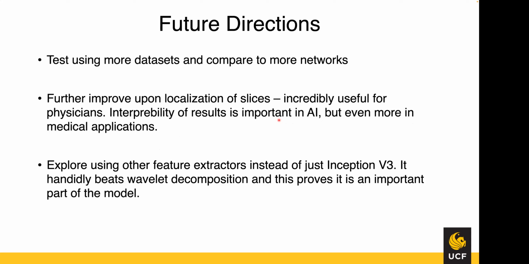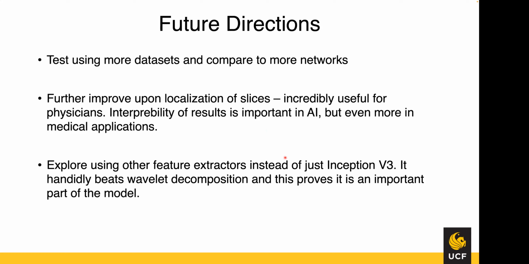Okay, so some future directions: they need to test using more data sets and more networks. I think they can look into this localization a little bit more. I think this was an interesting part of the paper that seems to do better than the radiologist, but the actual numbers, the metrics, don't seem that great, at least compared to other tasks. So why is that? Maybe it's a hard problem, or I don't know, but it could be an interesting future direction.